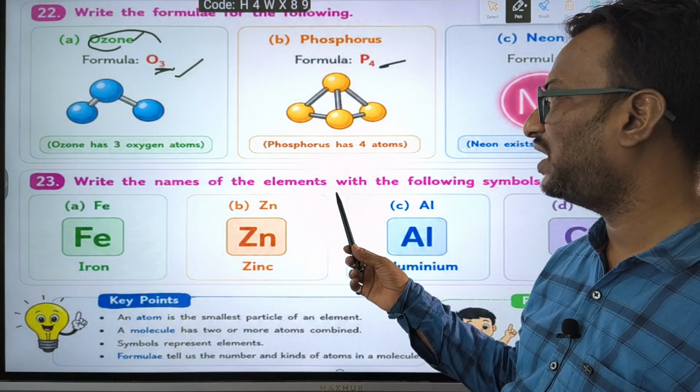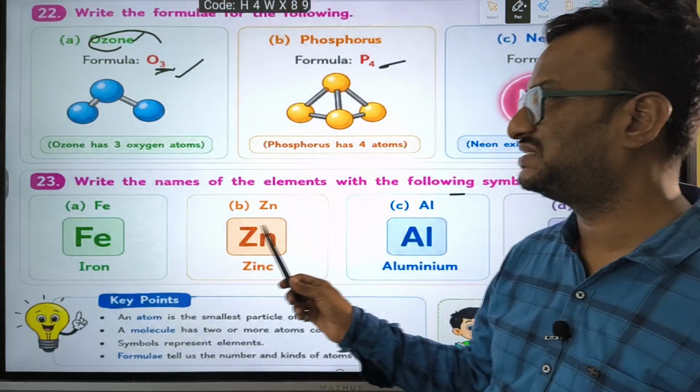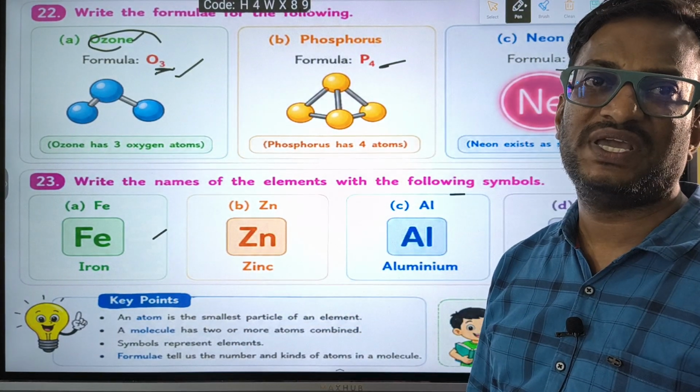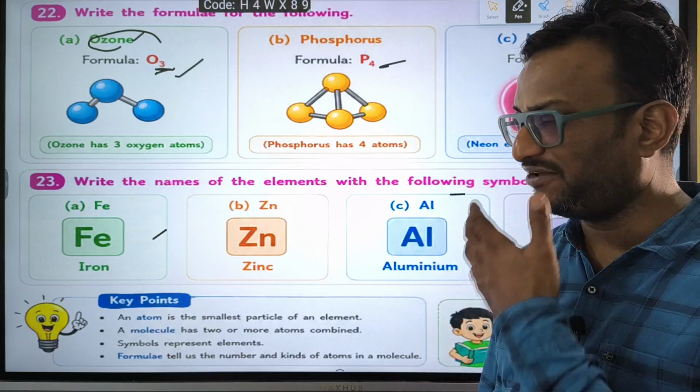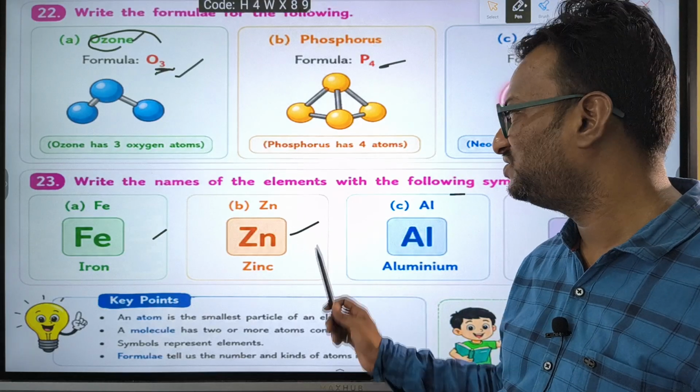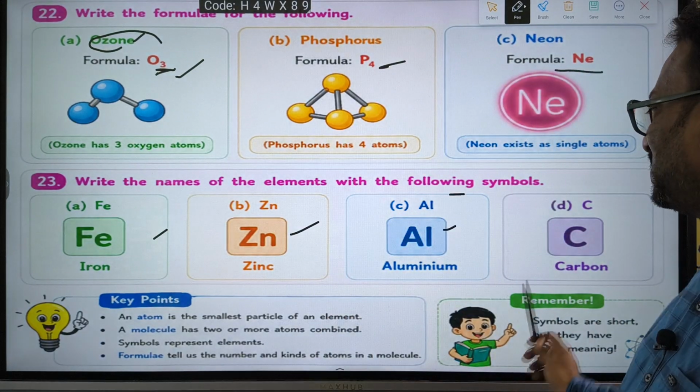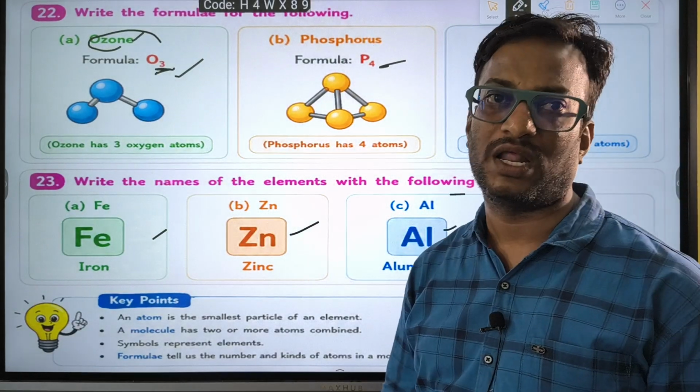Write the names of the elements with the following symbols. Fe. The name of the symbol Fe is iron. Zn, zinc, Al, aluminium and C is carbon.